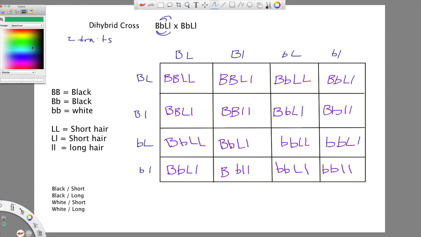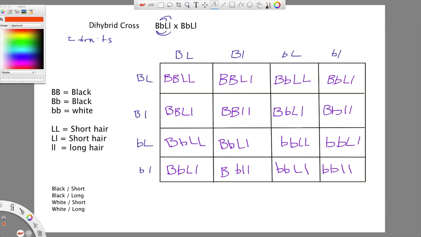Usually problems ask us to give some type of ratio, and it's usually the phenotypic ratio. Remember that phenotypes are the physical characteristics. These are the four possible combinations that we can make. We can have an individual that's black with short hair, or black with long hair. We can have individuals that are white with short hair, and also ones that are white and long. So let's start with the black and the short.